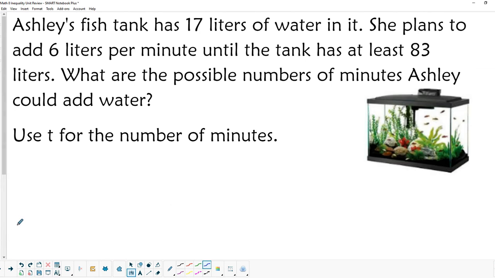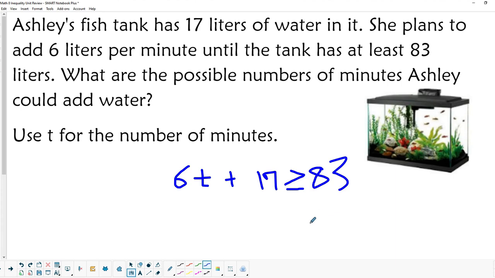Okay, Ashley's fish tank has 17 liters of water in it. She plans to add 6 liters per minute until the tank has at least 83 liters in it. What are the possible numbers of minutes Ashley could add water? All right, so she already has 17 liters of water in the tank. She plans to add 6 liters of water. So I'm going to put 6t and combine that with the 17 that's already in it. And she wants to have at least, which is greater than or equal to 83 liters of water in it.